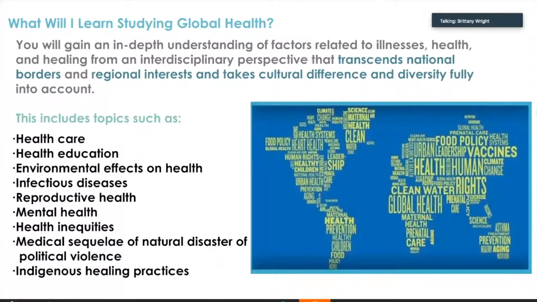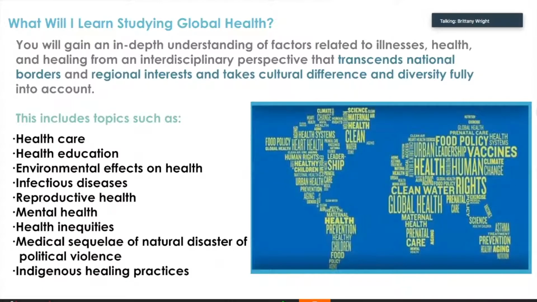When you're studying global health, you're going to gain an in-depth understanding of factors related to illness, health, and healing from an interdisciplinary perspective that transcends national borders and regional interests while taking cultural difference and diversity fully into account. So when we look at health, we're not looking at health in the US, health in Africa, we're looking at the health of the whole globe. And one thing we want to emphasize is that the US is also part of the globe.